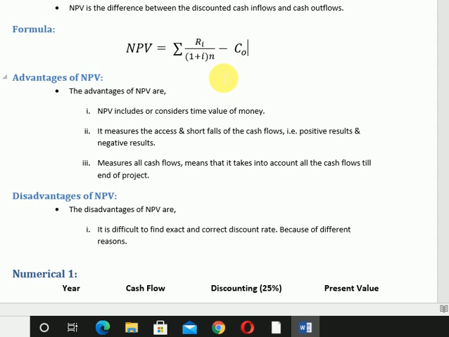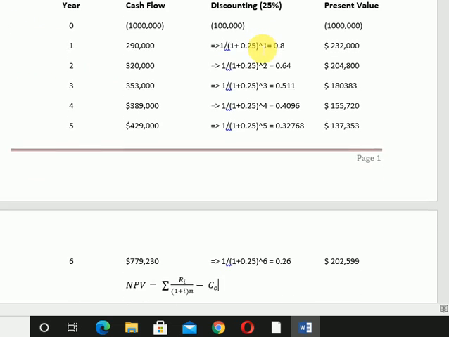Ri is the expected returns or future cash inflows. 1 plus I is the discounting factor. I is the discount rate and n is the number of time periods, years, months, whatever. And C naught is the initial investment or initial cost of the project. Now, dear students, we are going to solve a practical question on it.